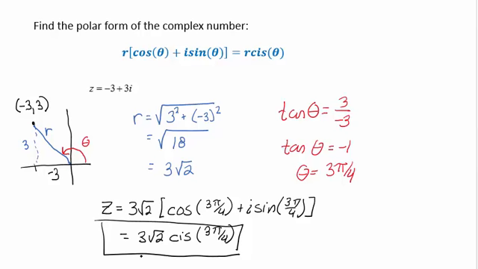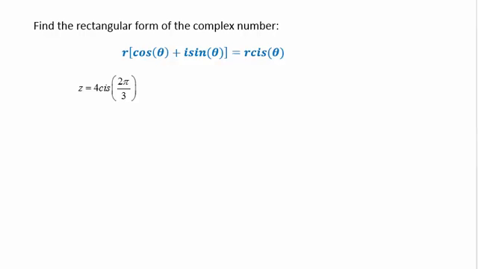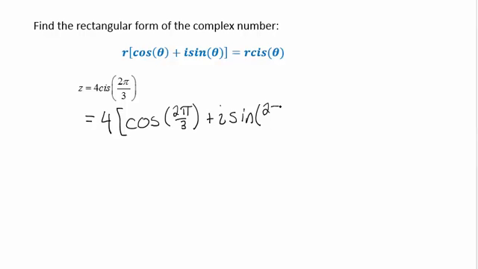Let's look at one other example. Let's find the rectangular form of a complex number. The rectangular form of a complex number can be found by expanding this expression out. This would be 4 times cosine of 2 pi over 3 plus i sine of 2 pi over 3.